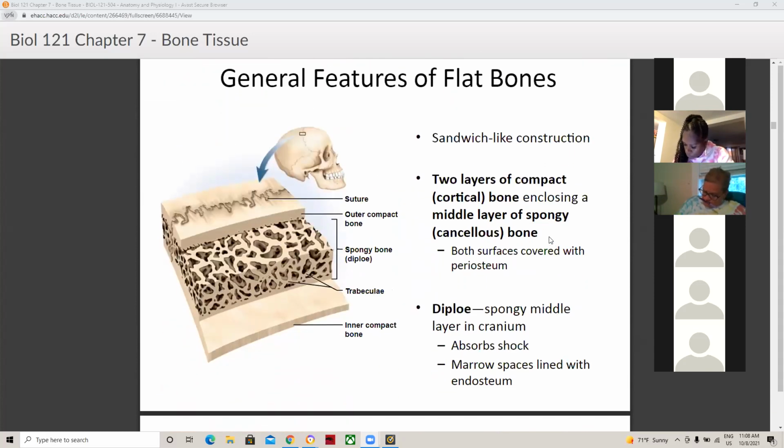A general feature of flat bones is that they have a sandwich-like construction where we have an outer surface of compact bone, an inner surface of compact bone, and in between, we have this spongy bone, called diploe. The diploe functions to absorb shock and has marrow spaces lined with endosteum.